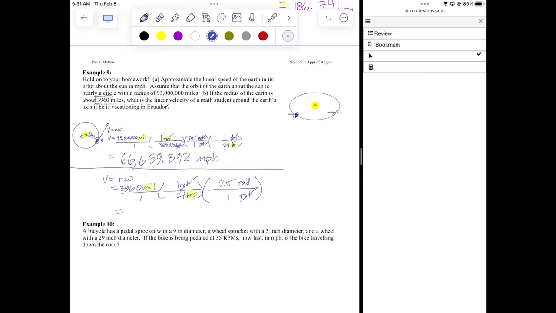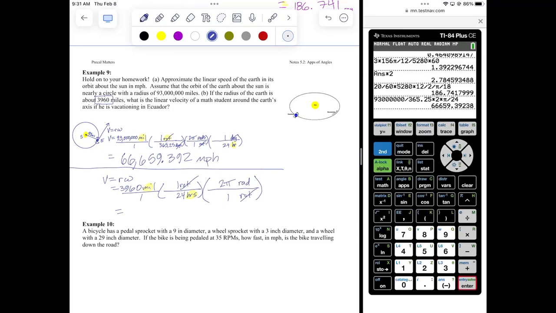Now, let's go ahead and do the calculations. 3960 divided by 24 times 2 times pi. I get 1036.725 mph. Holy moly. You mean to tell me that we're flying through space on this automobile at 66,000 miles per hour, and while that's happening, we're spinning at over 1,000 miles per hour?